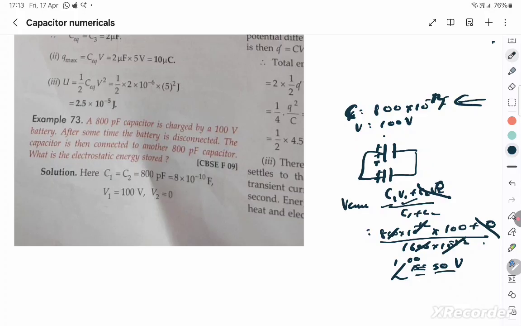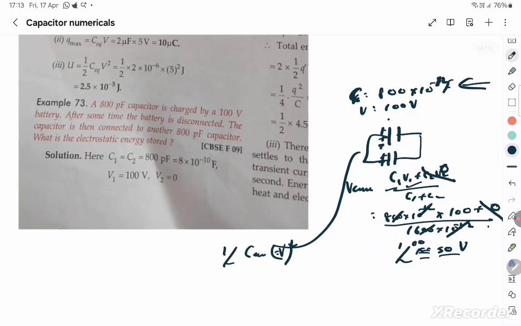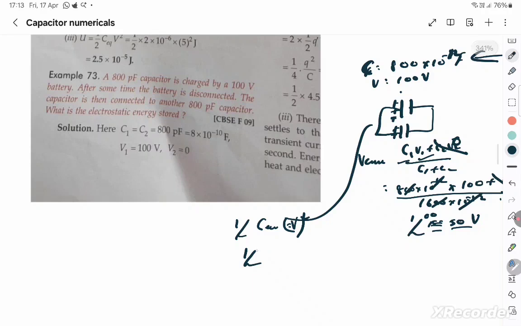Once you get 50 volts, you can then find the electrostatic energy stored in the combination, which is half into C equivalent into V common square. Did you calculate C equivalent? C1 plus C2 which is 1600 into 10 to the power minus 12, into 50 the whole square joules, and you get the answer. They didn't ask you for the change in the energy or loss of energy. If they'd asked, then you should put half C1 C2 by C1 plus C2 into V2 minus V1 the whole square. This is a capacitor which is fully charged by a voltage connected to an uncharged capacitor concept.